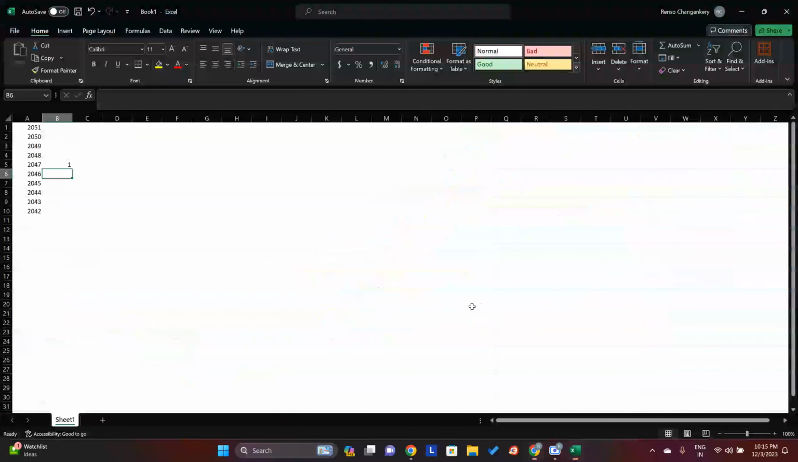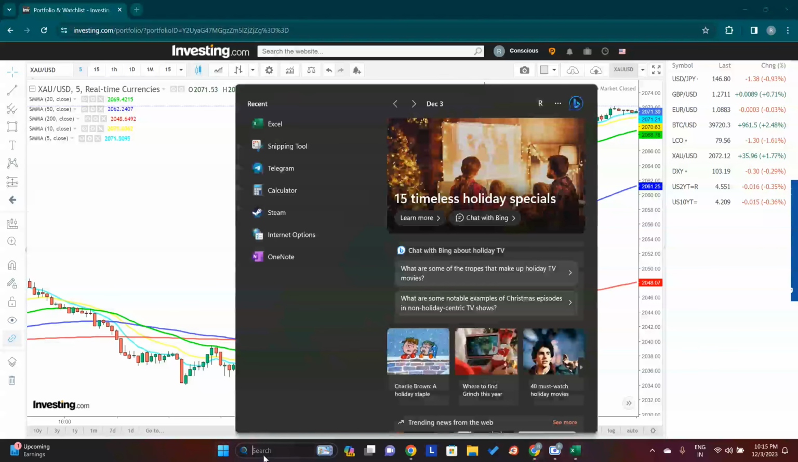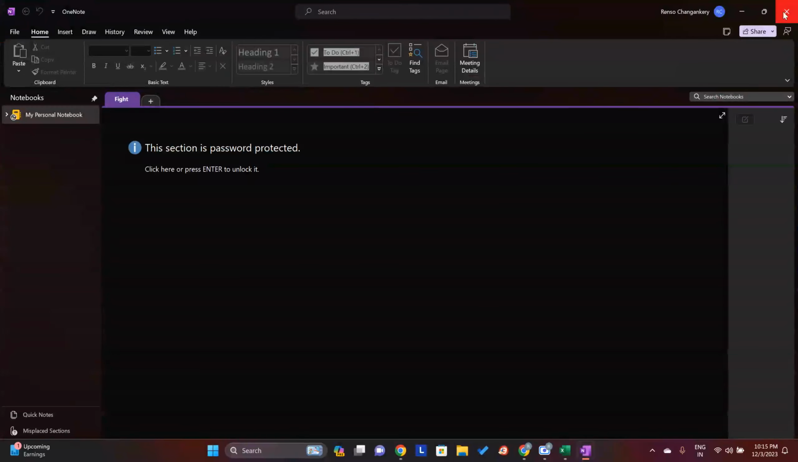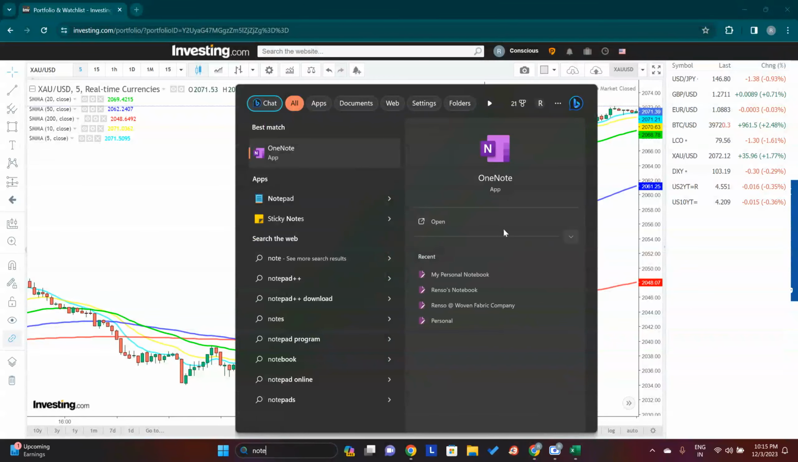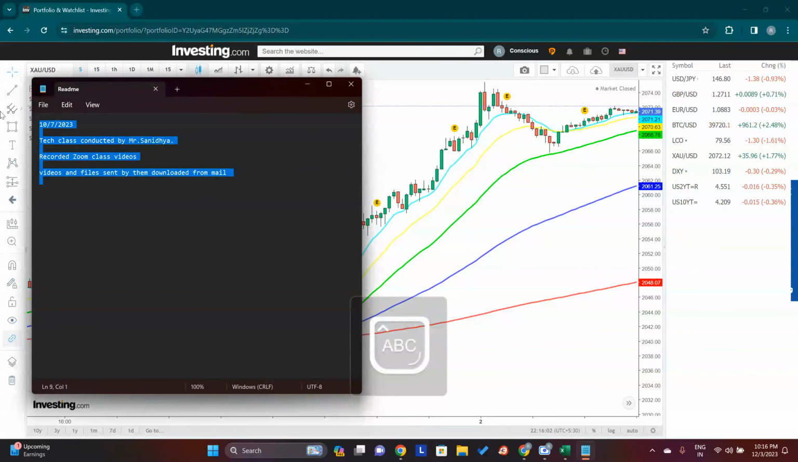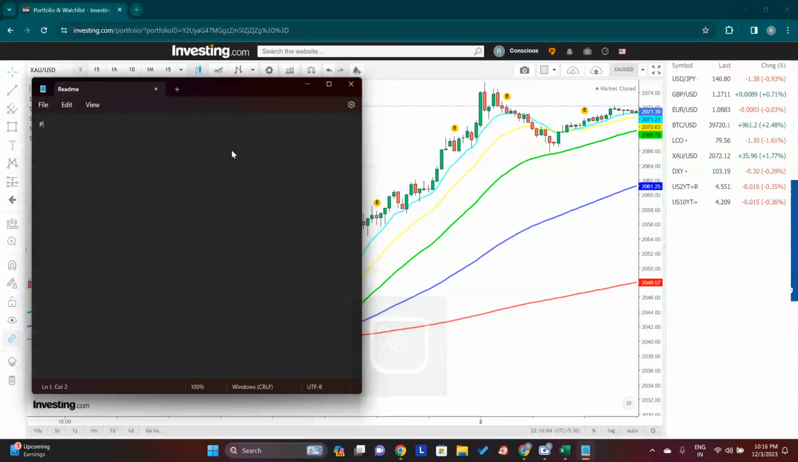So let's say from 2047, I might give a trade. So I may give a trade, let's say, for example, buy gold between 2047 to 2043. Okay, stop loss 2042. So if you see, when I give this range 2047, 46, 45, 44, I'll make it 2047 to 2044, stop loss 2043.